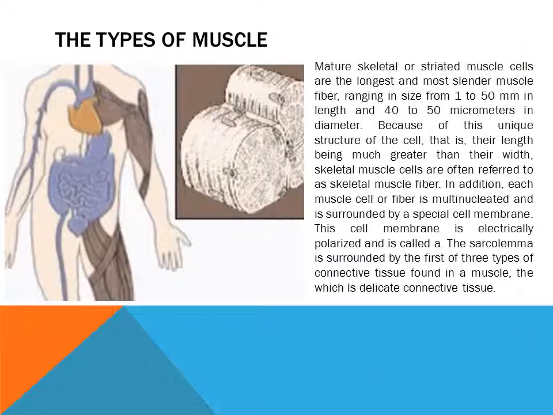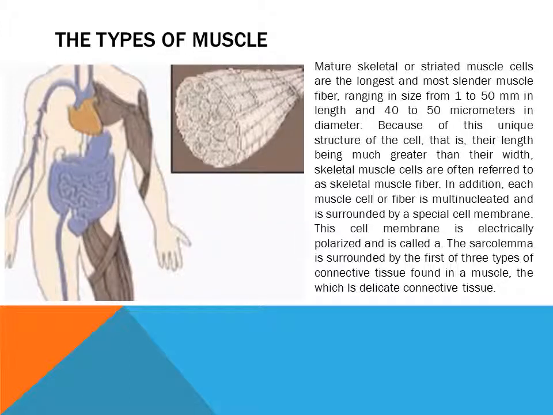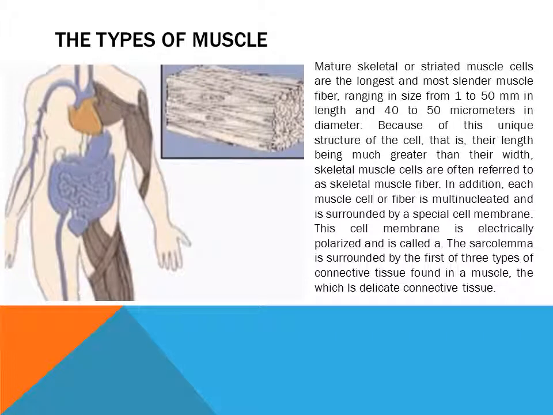Mature skeletal or striated muscle cells are the longest and most slender muscle fibers, ranging in size from 1 to 50 mm in length and 40 to 50 micrometers in diameter. Because of this unique structure, their length being much greater than their width, skeletal muscle cells are often referred to as skeletal muscle fibers. In addition, each muscle cell or fiber is multinucleated and is surrounded by a special cell membrane.